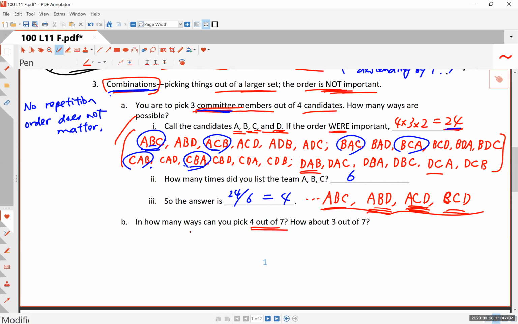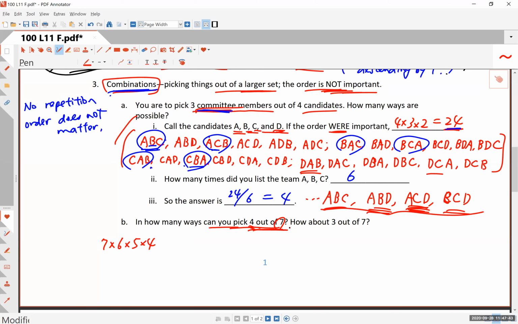Let's do 2 problems which are related to each other. In how many ways can you pick 4 out of 7? Let's say you have 7 children in a group and you have to pick 4 to do some game. How many ways can you pick 4 children out of 7? The order is not important, and no repetitions are allowed. First calculate the permutation numbers. How many permutations are there if you are to pick 4 out of 7? The answer is 7 times 6 times 5 times 4.